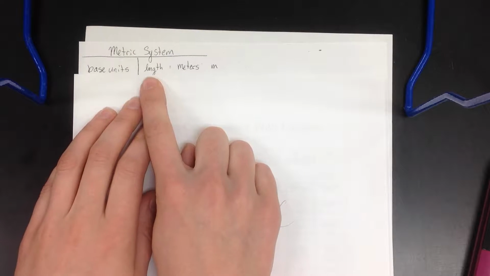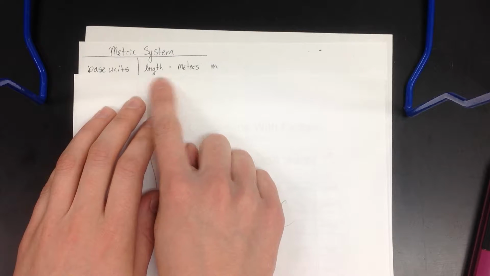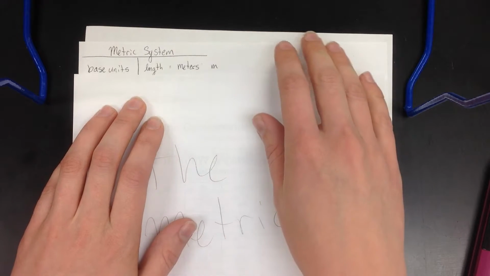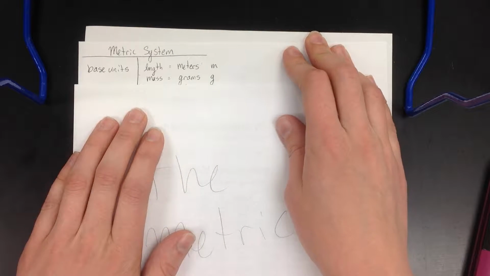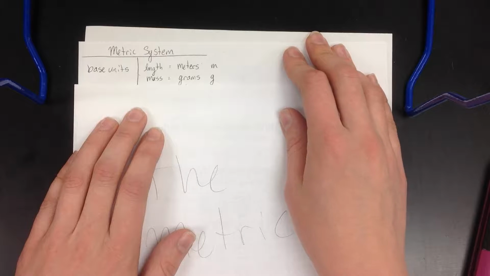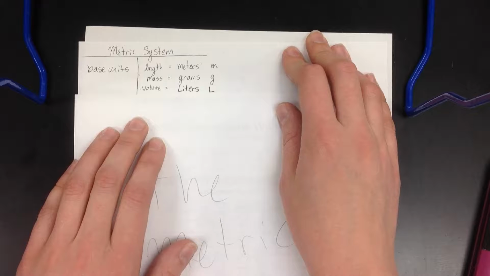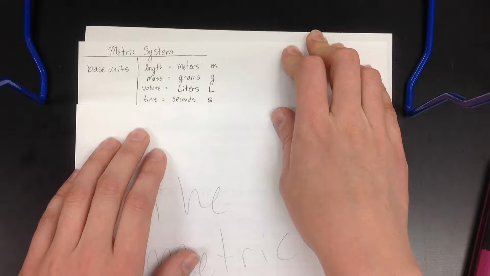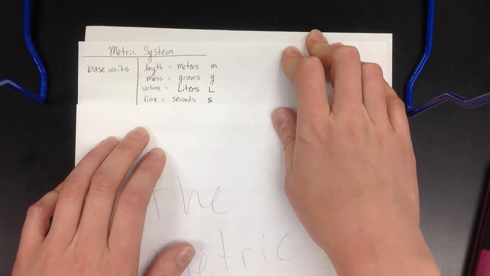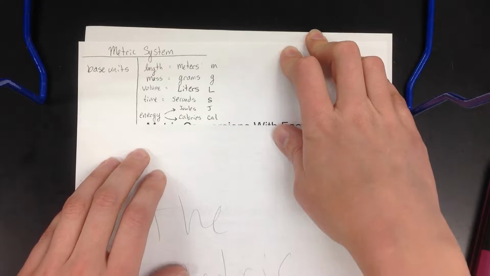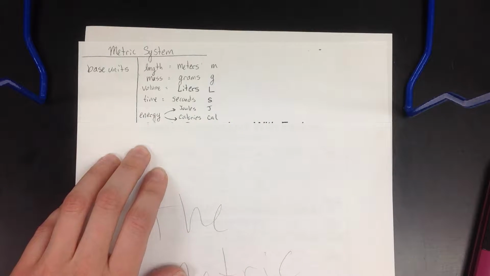One of the base units you're probably familiar with is length. It is measured in meters, which is abbreviated as a lowercase m. There's also mass, which is measured in grams, abbreviated as a lowercase g. Volume is measured in liters, abbreviated as a capital L. Time is measured in seconds, abbreviated as a lowercase s. And then energy has two different units. One unit is joules, abbreviated as a capital J. The other unit is calories, abbreviated as cal.